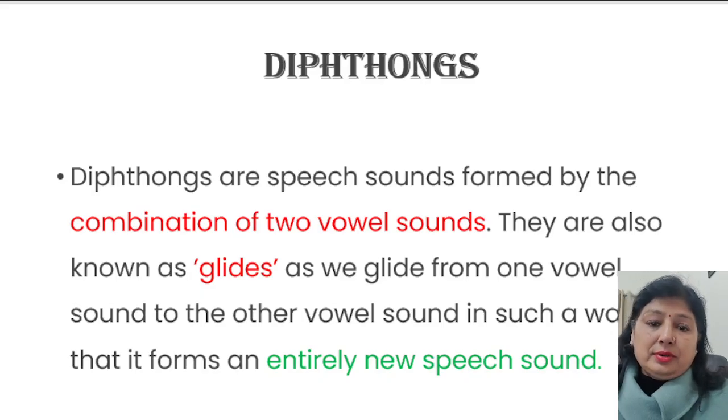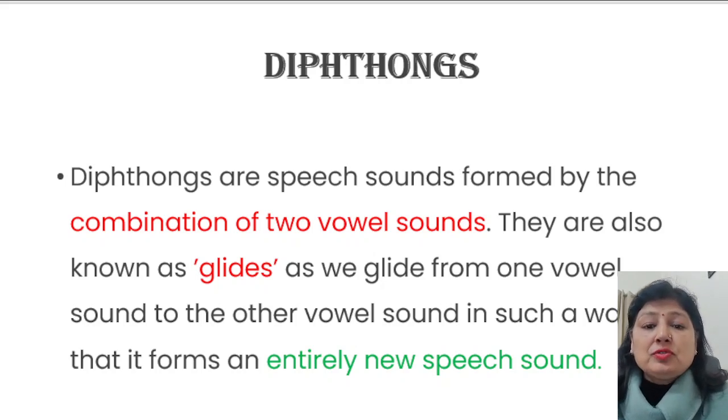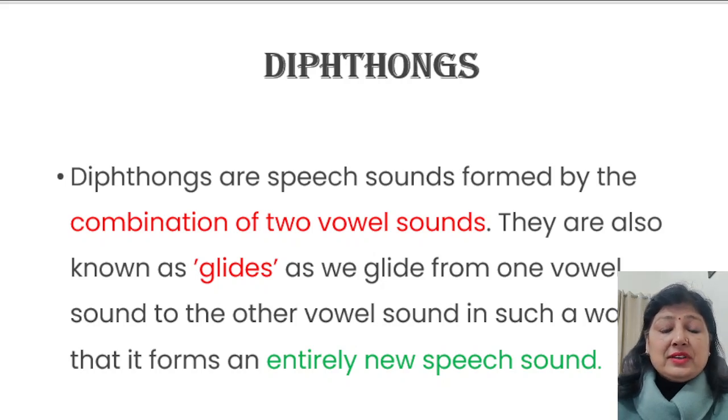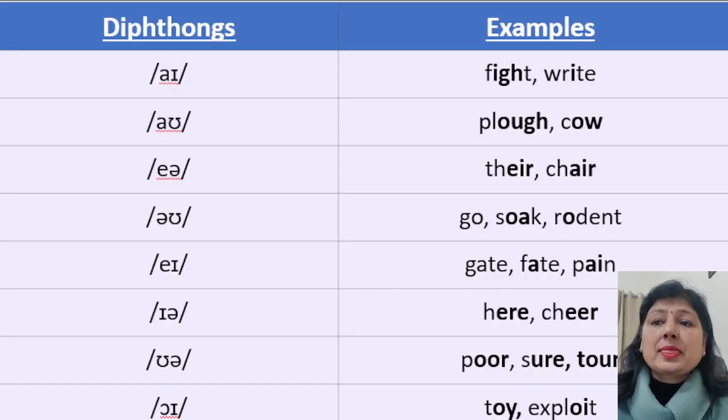Now we will learn what diphthongs are. Diphthongs are speech sounds formed by the combination of two vowel sounds. We also call them glides because we glide from one vowel to another so that they make a new speech sound. We can see in the next slide, as in the word flight or right, the diphthong used is a combination of two vowels.